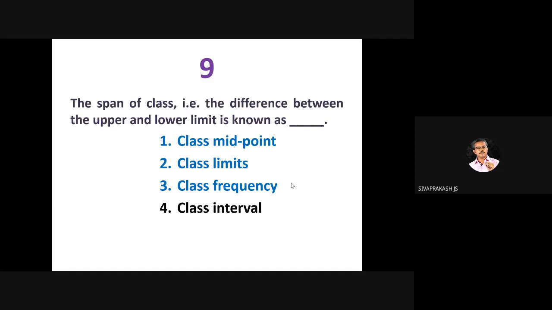Question number 9. The span of class. When we say 10 to 20, in that span there are 10 variables, 10 age categories. So it's called span of class. The difference between upper and lower limit is known as class interval.